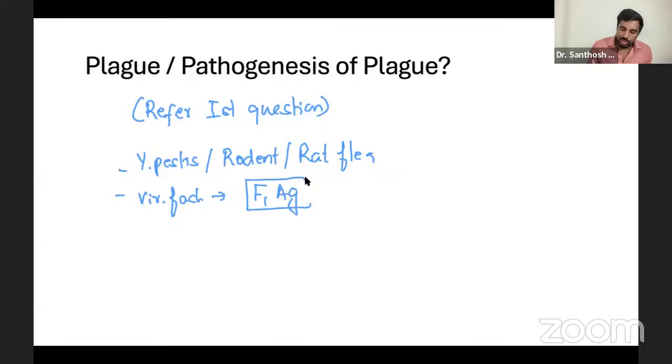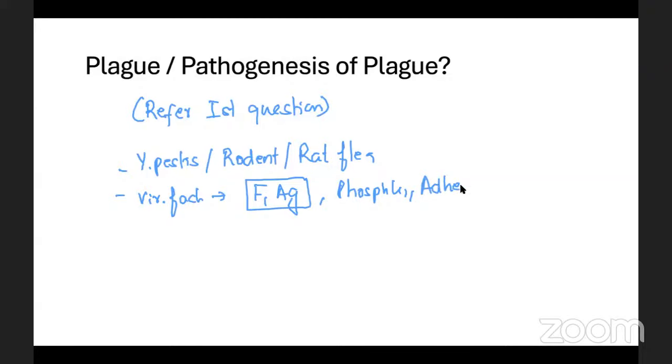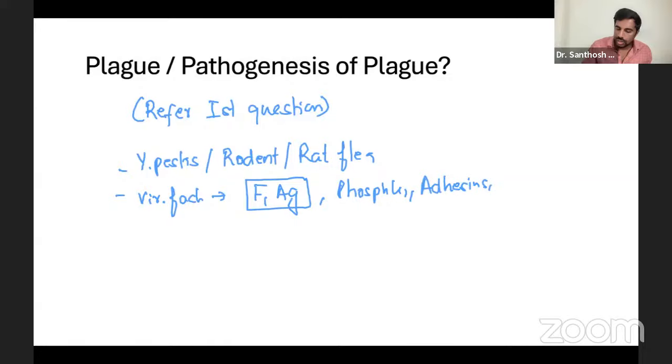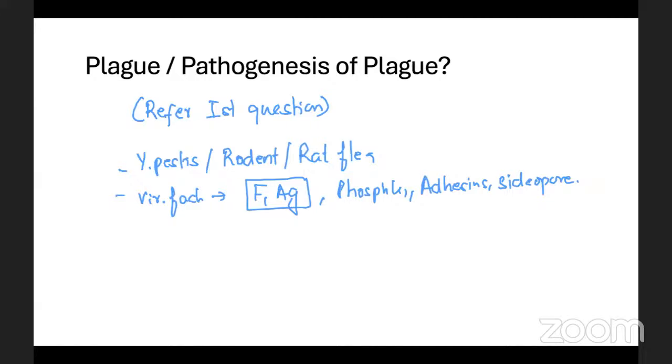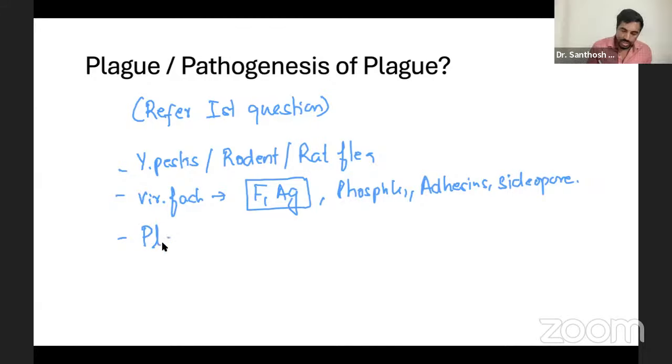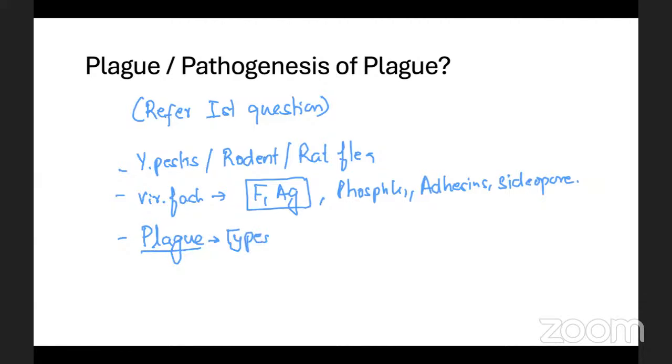This is the most important antigen, followed by other enzymes like phospholipase, adhesins, and even siderophore. These are a few specific virulence factors. After this, you're going to write about all the plague diseases, all the different types of plague, and mention them. That's it. This is the same thing, the pathogens of plague. So it's like a revision for us.